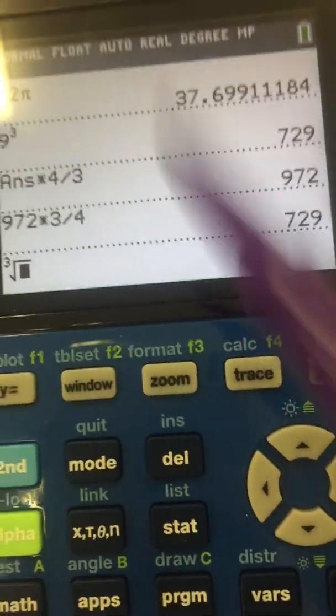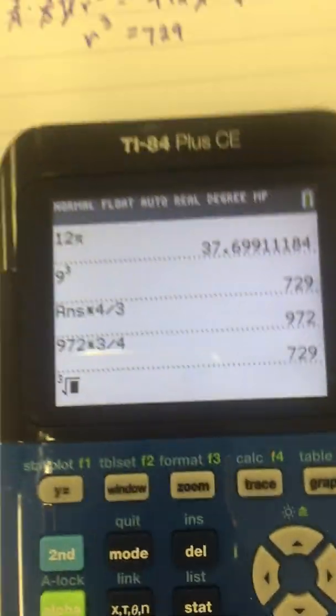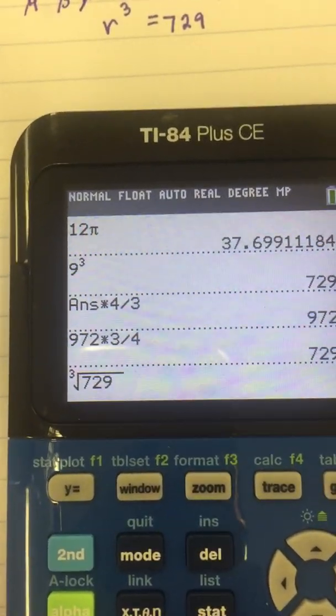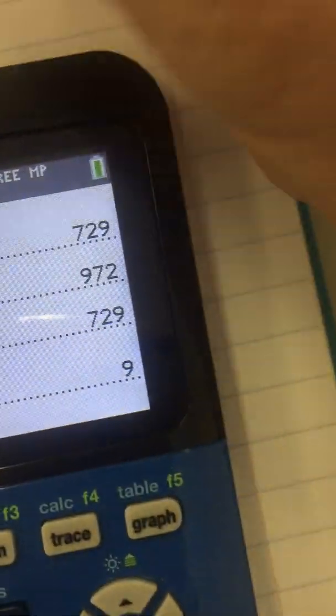And I simply put in my 729. And there you go. It takes the cubed root of it, which is 9. So our radius is going to equal 9.